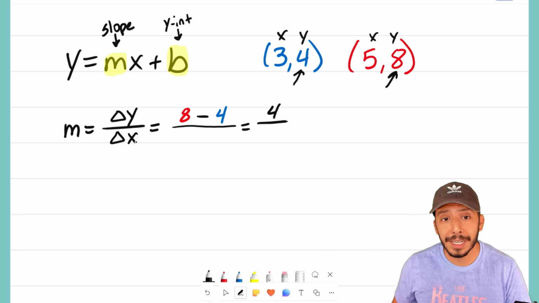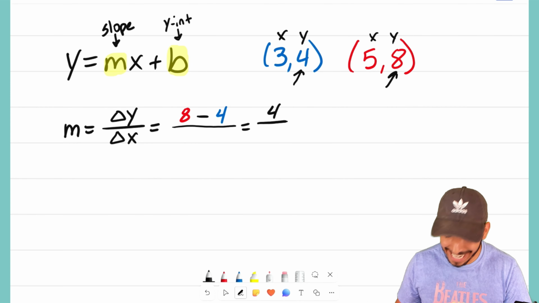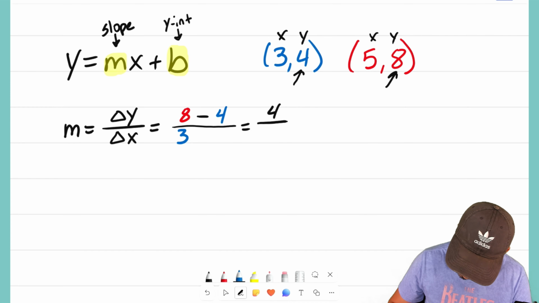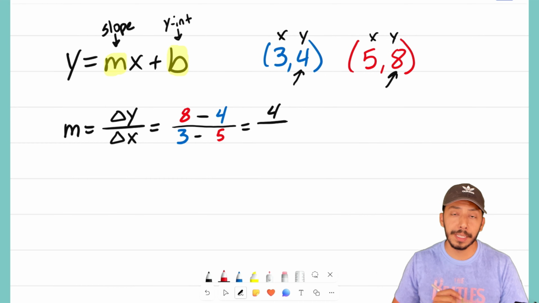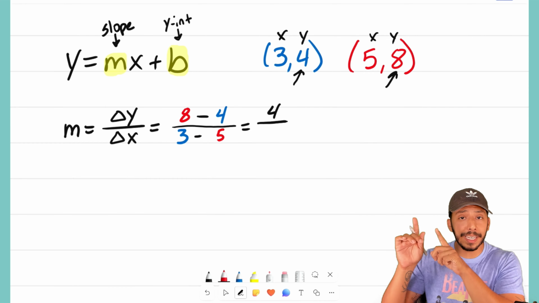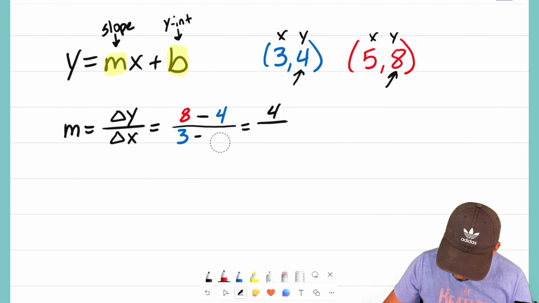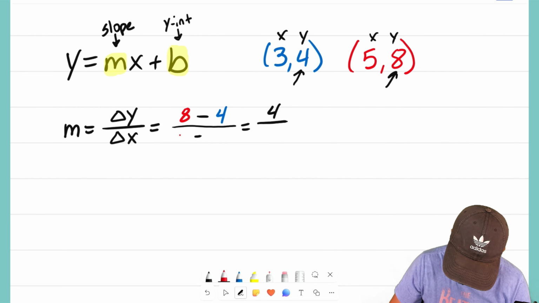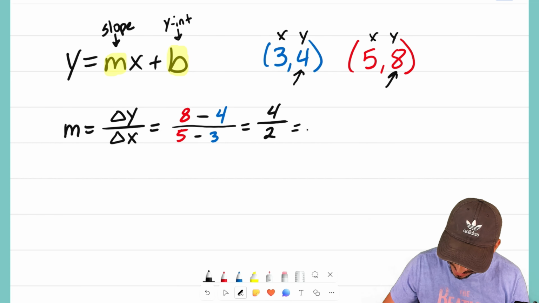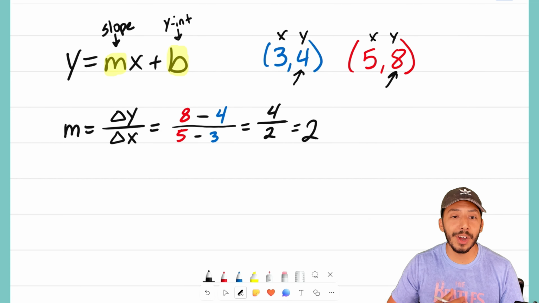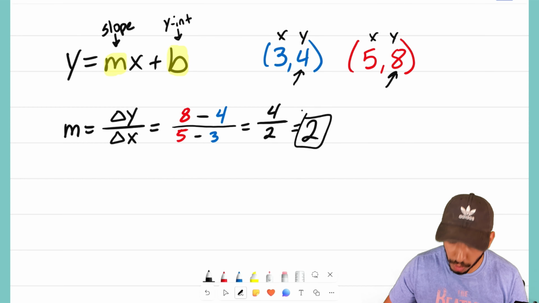Delta x, okay? Because I chose the red y first, I now have to choose the red x first. I can't swap it now. I can't all of a sudden say, okay, now I'm going to do 3 minus 5. That's not going to be okay. I have to be consistent. If I'm using the second point as the first one, then I need to make sure that I am being consistent. So I'm going to do 5 minus 3, and 5 minus 3 makes 2, and 4 divided by 2 is 2. So I know that the slope for our line, right?